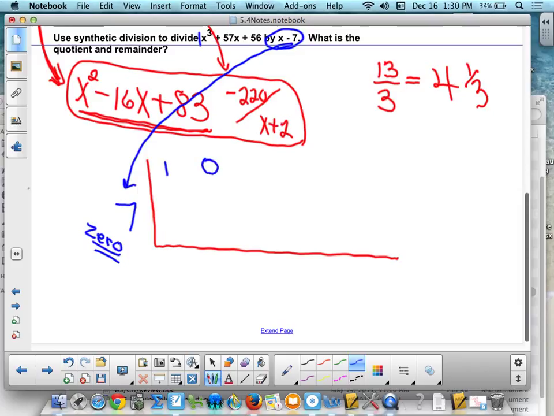Oh, Brittany says 0. How come? There's 0 x squared, because you're missing an x squared term, and if you read the directions again, it says including the 0 coefficients up there. All right, then what? Plus 57. 57 then, 56. Good? All right. See if you can get it before I get it. Remember to multiply diagonally and to add vertically.